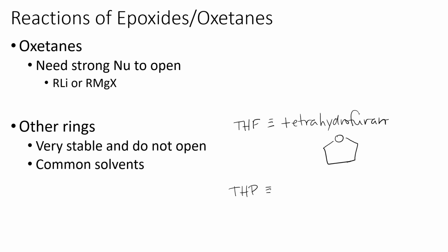We can also have THP, which is tetrahydropyran. And this is the 6-membered ring with oxygen. And again, it's very non-reactive. It would not ring open under any of these conditions. It's very stable, which is why it is oftentimes one of our aprotic solvents.